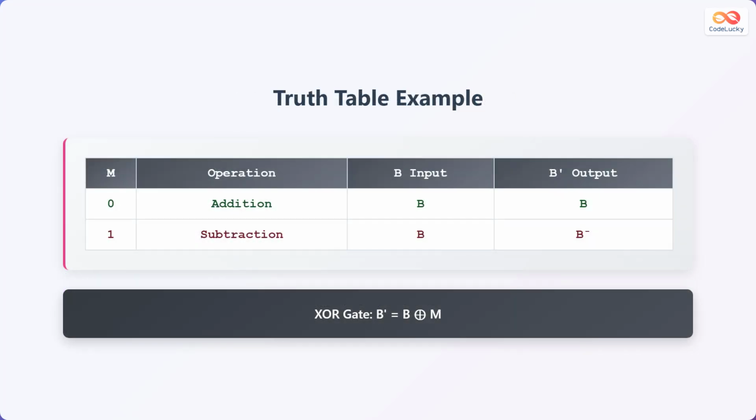Here's a simple truth table to illustrate how the XOR gate works in the adder-subtractor. When M is 0, the operation is addition. The B input passes through the XOR gate unchanged, so the B prime output is B. When M is 1, the operation is subtraction. The B input is inverted by the XOR gate, so the B prime output is B bar. The XOR gate performs the operation B prime equals B XOR M.